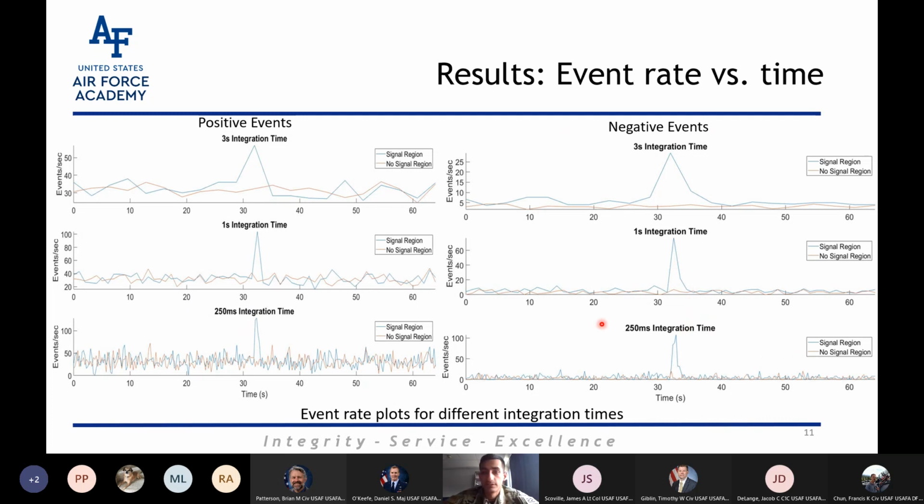The event rate was done on a 20 by 20 region of pixels where the satellite was known to have passed through, and then another separate region where the satellite was not known to have passed through. And you can see, just from the other slides as well, that carries over: there's much less noise in the negative events than there is in the positive events.